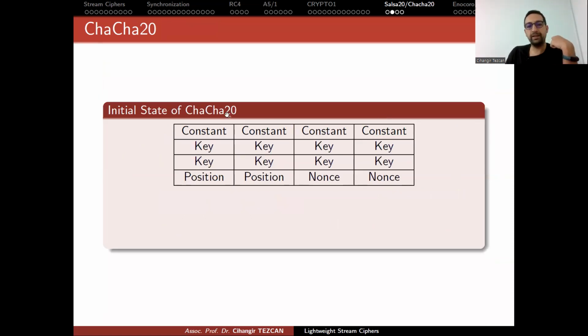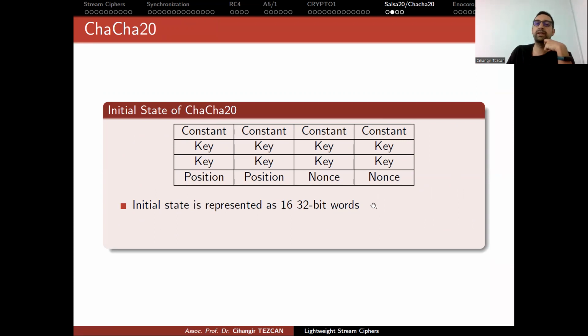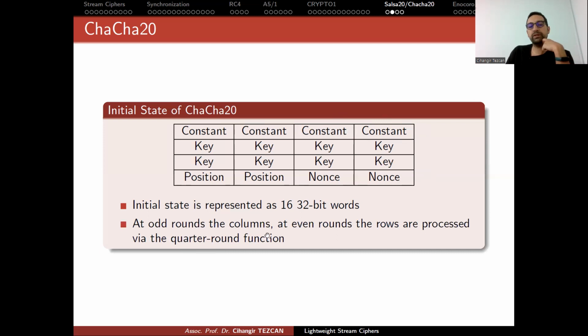So the initial state of ChaCha is as follows. This is represented as 16 32-bit words. In AES, we had bytes here. Now we have 32-bit values, so we are talking about a larger initial state. At odd rounds, the columns, at even rounds, the rows are processed via the quarter round function.